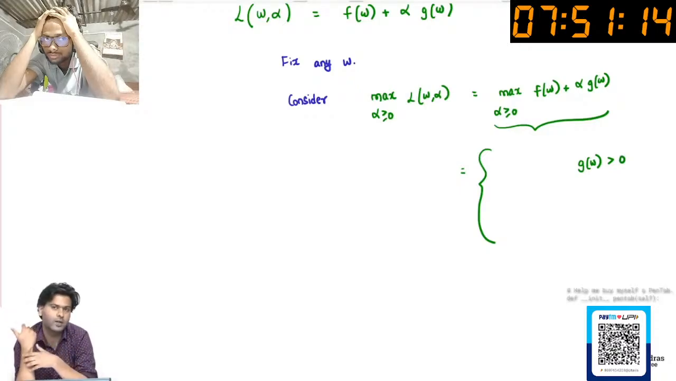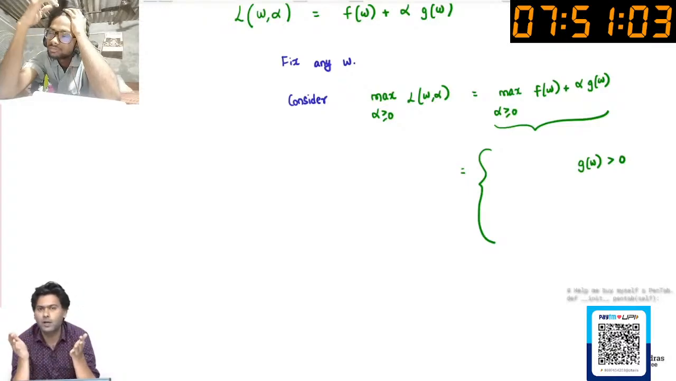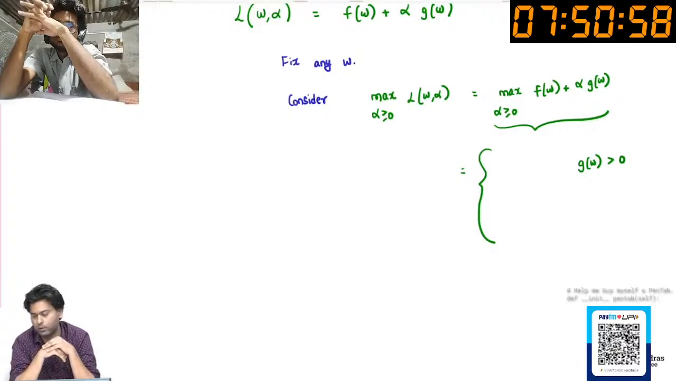It has some constraint value also, which are evaluated at f of w and g of w. Now, let's say for the w that I gave you, it so happens that g of w is greater than 0. Maybe g of w is 5, right? So it's a positive quantity, strictly positive quantity.